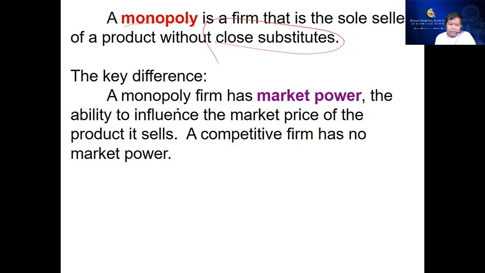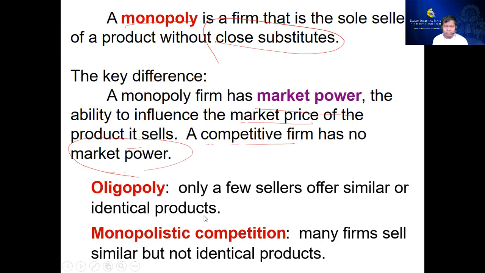So the key difference: the monopoly firm has market power, because siya lang ang magbaligya. Kabuot siya sa presyo. Market power is the ability to influence the market price of the product it sells. A competitive firm has no market power. So ang monopoly, may market power, pero ang competitive firm, wala, because the monopoly can control the price, the competitive firm cannot control the price, no?